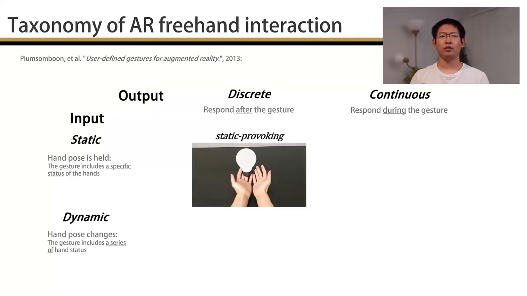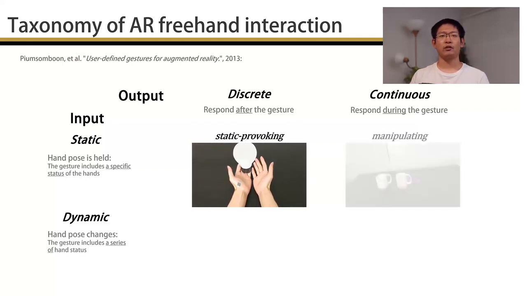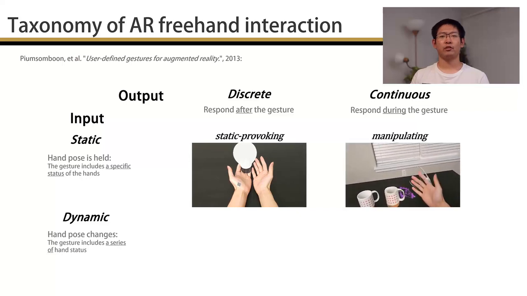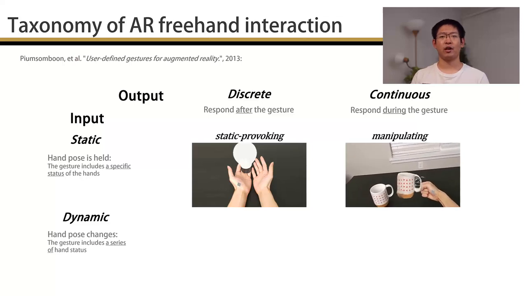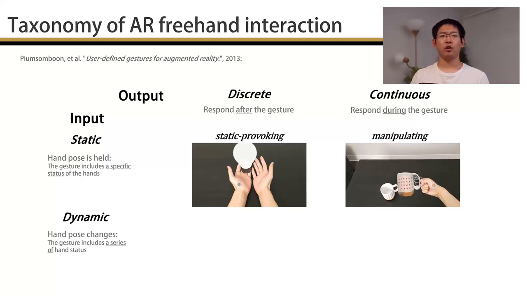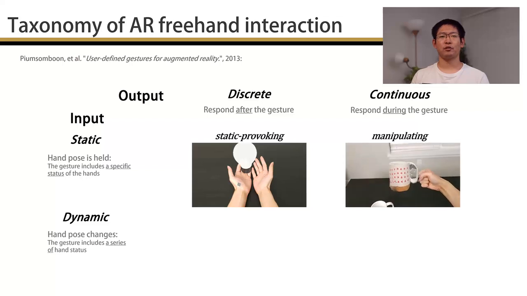Static input plus discrete output makes static provoking interactions, in which virtual contents respond right after a static gesture is detected. A light bulb glows after a user performs a holding gesture, as shown here. Static input plus continuous output makes manipulating interactions, in which virtual contents follow the user's hand while the static gesture is kept. Here, the user is holding a virtual cup with a fist gesture.